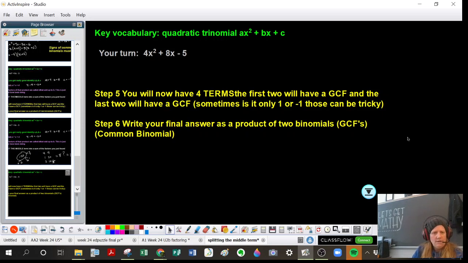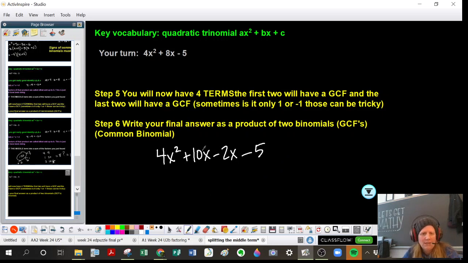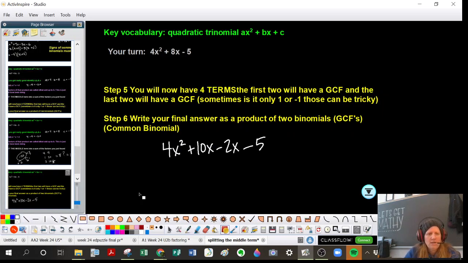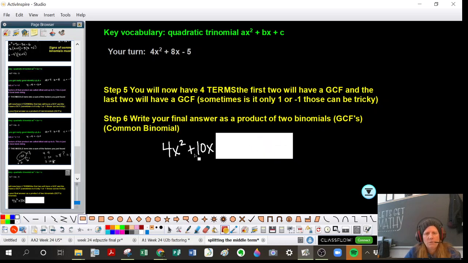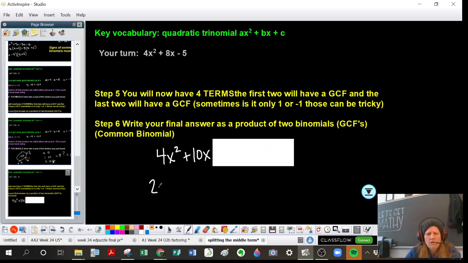All right, now we come down to our final 2 steps. Step 5 is the big one. Can you now write this as a 4-term polynomial? So that, alrighty, you guys, we split that middle term. 8 is now 10 minus 2. What is the GCF of 4x squared plus 10x? 2x! Woo woo!